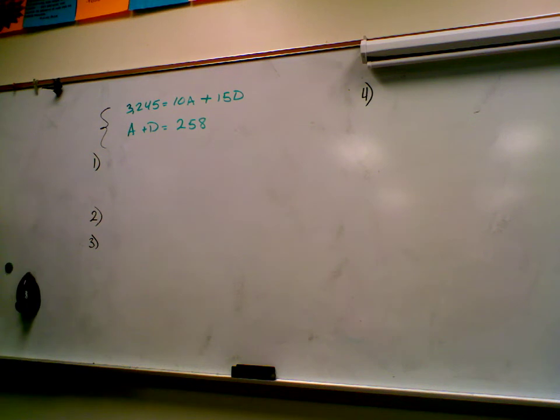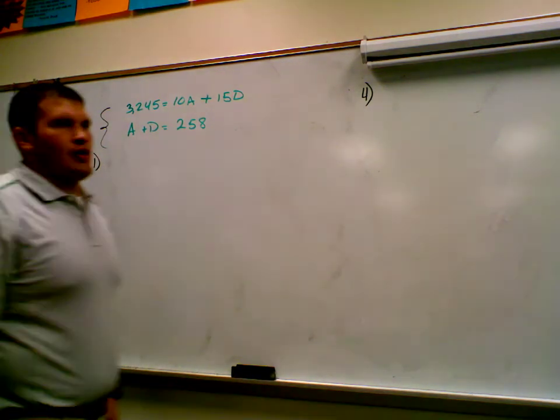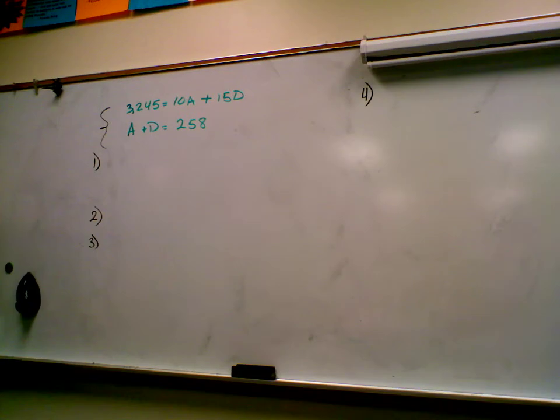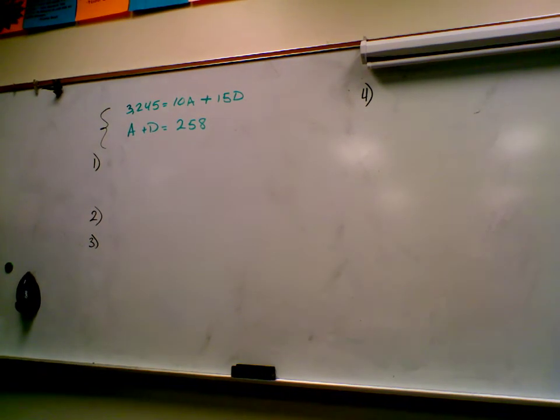Now, we have 4 steps to solving this system of equations. We'll start with 1, 2, 3, 4, and we'll get the answer a little quicker than we did yesterday. So, first step is to do what? Pick an equation and solve for one variable. It doesn't matter which one. What equation do you want to pick?